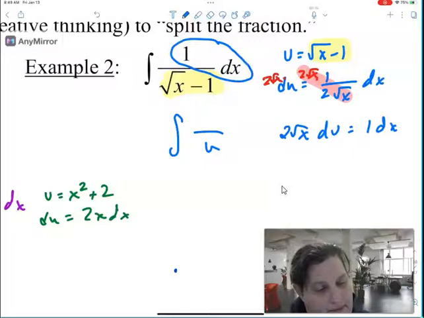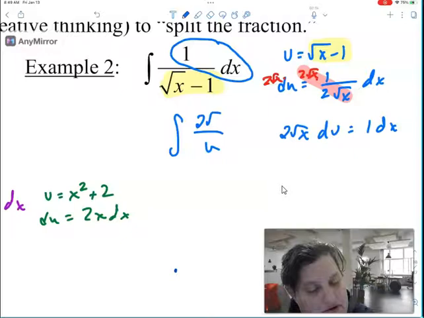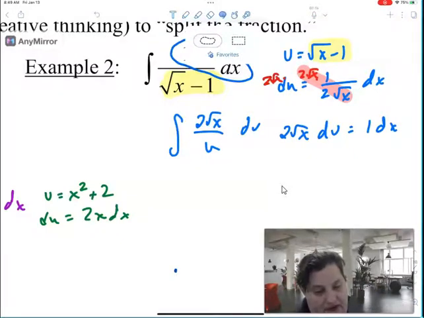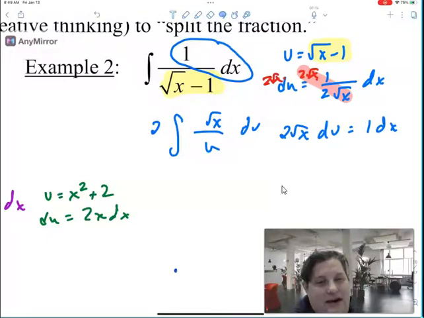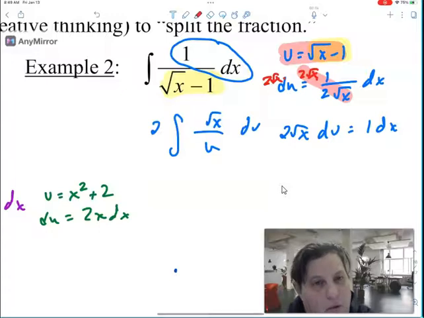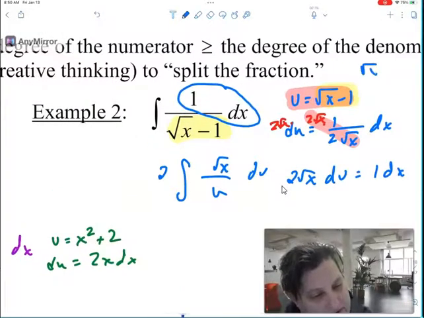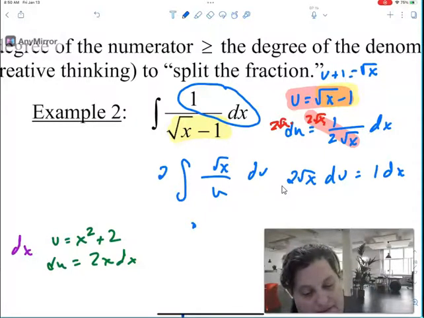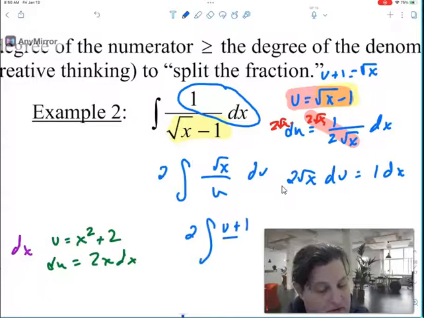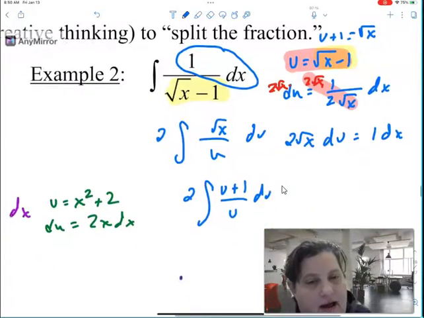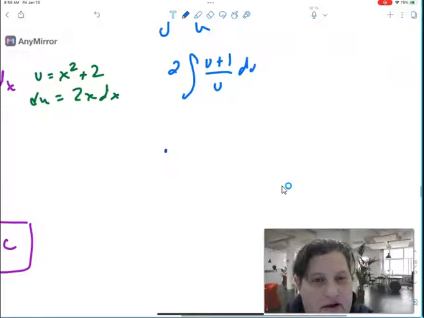I just multiplied this over there. So I can replace my 1 dx right here with 2 square root of x du. And the 2 is definitely allowed to come out front. But I still have an x and a u. Look, guys, come back up to here. What is the square root of x? Well, the square root of x, if I add that 1 over, is u plus 1. So again, leave the 2 out front. u plus 1. And now I'm finally ready to do this integration.